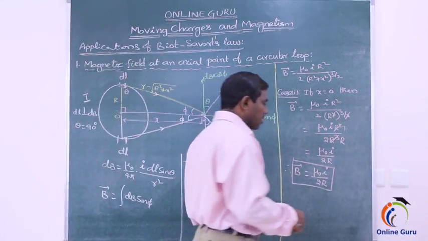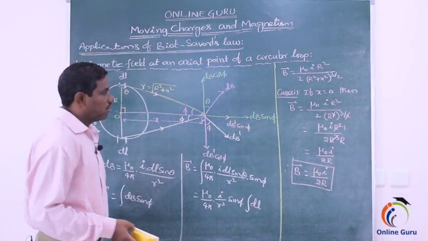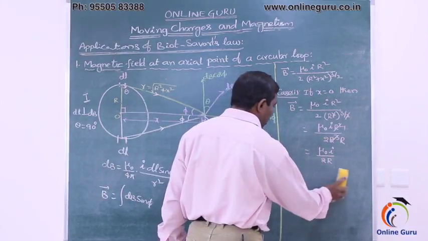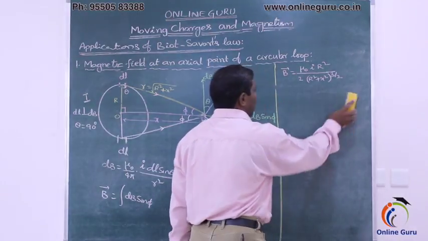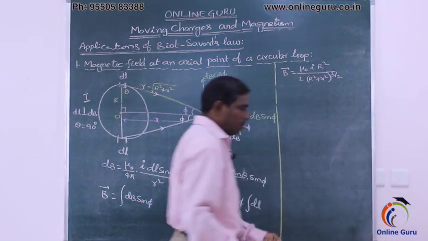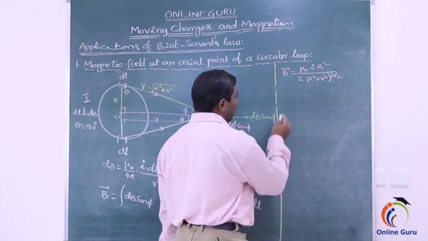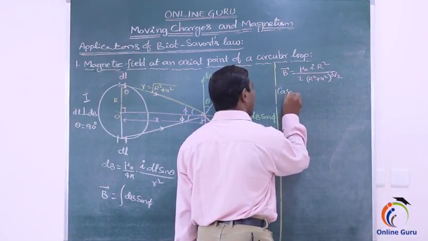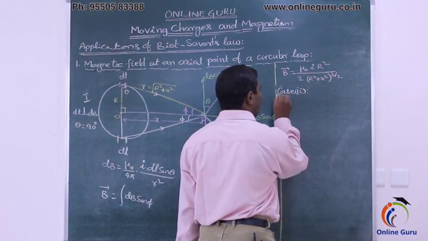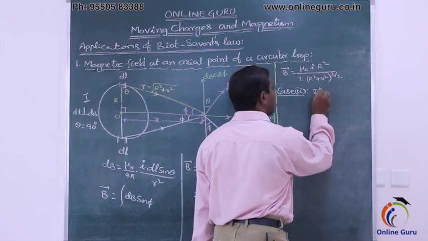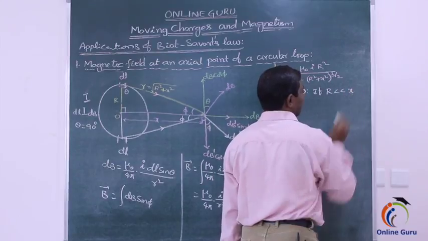Then I am going to discuss another case. With the help of this other case, I am going to define the magnetic dipole moment. What is that magnetic dipole moment? How can we define it? Now I can go for case 2. In this case 2, I consider R far less than X.